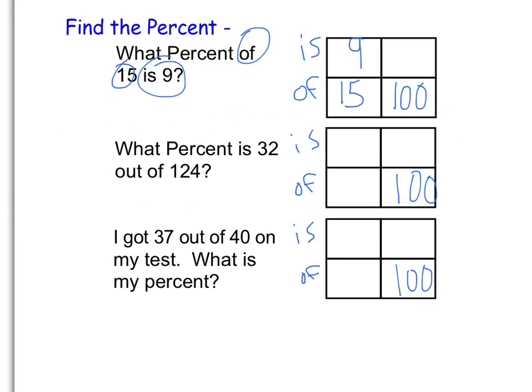So once I have my three pieces of data, I'm just going to crisscross multiply, divide by the lonely guy, and I get 60. 60 what? This is always my percent box, so 60%.